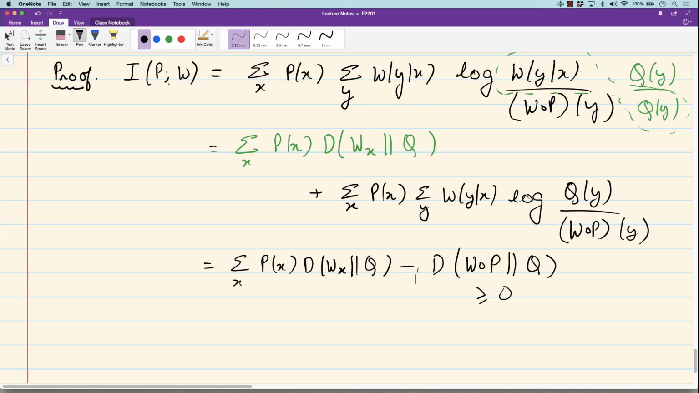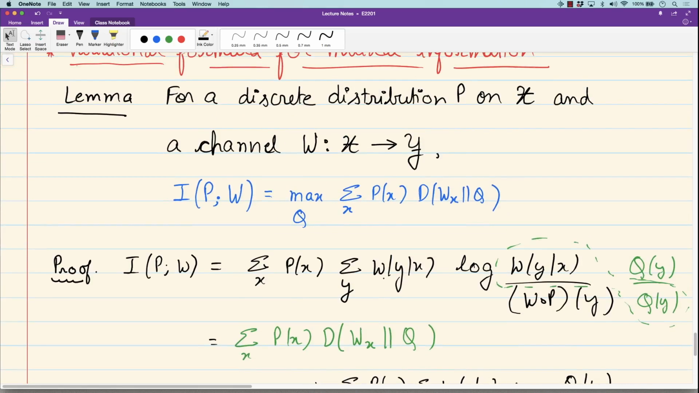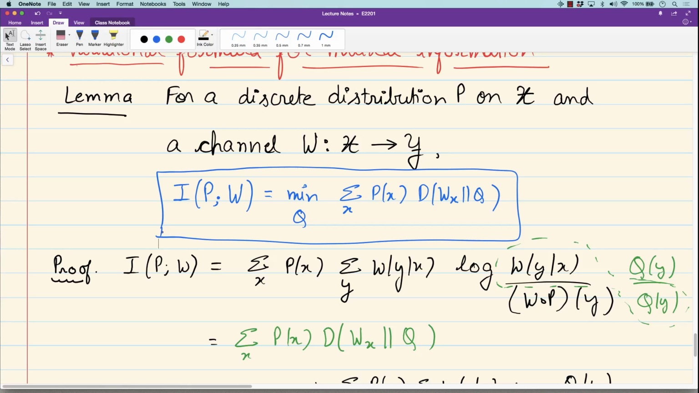Therefore, you are subtracting something non-negative, and so I(P,W) is always less than or equal to this term. But there is a choice of Q, namely Q equals WP, for which equality holds. So I(P,W) will be equal to this if and only if Q equals WP. Otherwise, I(P,W) is smaller than this. Therefore, I(P,W) is the minimum of this quantity over all Q. Sorry, I wrote max here. This should be min. So that's the proof. It's the Q which minimizes the average distance, sort of the centroid, but the averaging is with respect to Px. That's what I(P,W) is.